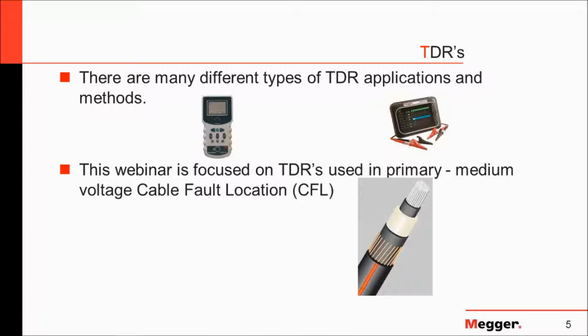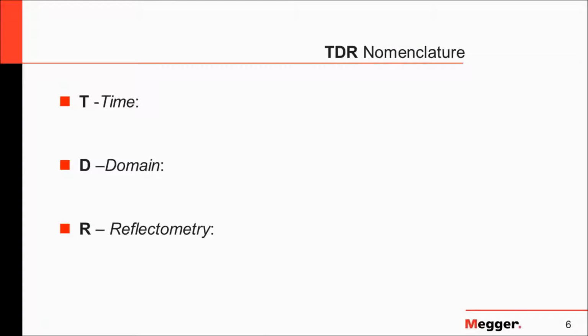TDRs, time domain reflectometers, there's a lot of different types of TDRs and different applications and methods. This webinar is going to focus on a specific type and application, basically using a TDR on a primary medium voltage cable, specifically cable fault location. So we're talking about a TDR that would be connected to a cable like this, a medium voltage cable. There's a center conductor and some type of shield, some type of neutral concentric. These particular TDRs come in different flavors. There's three-phase, there's single-phase, there's standalone, there's integrated.